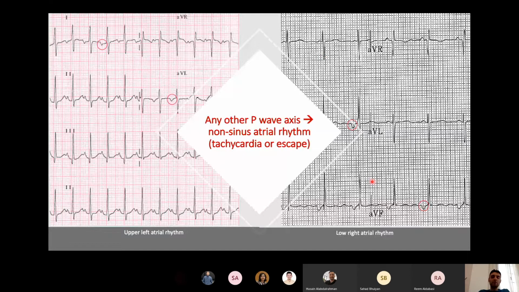Okay. So this is a little bit advanced, but just know that if you don't have a sinus rhythm, you have to ask yourself: are we tachycardic? Are we bradycardic? Are we in narrow complex or wide complex? And accordingly, you figure out what this patient's rhythm is.